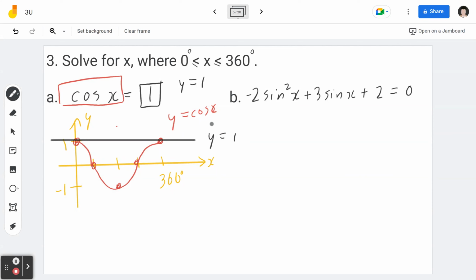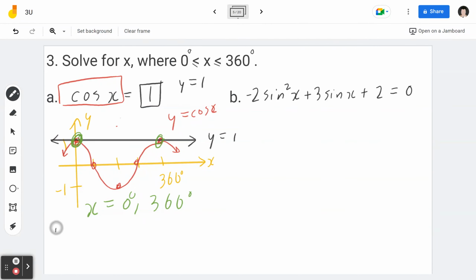And the question becomes where do the two graphs meet. So you see why it's so important to double check. If we did not double check, we would have assumed those two answers are right. So again, let me try one more time. The answers are 0 and 360 degrees.